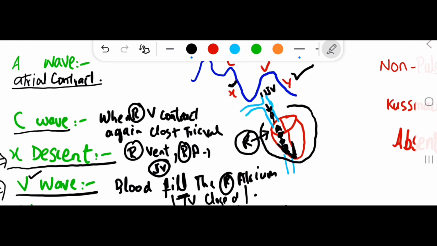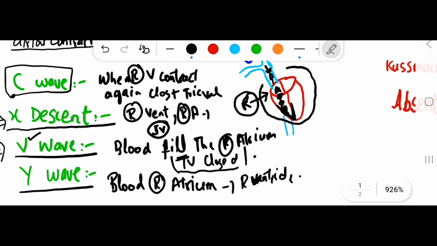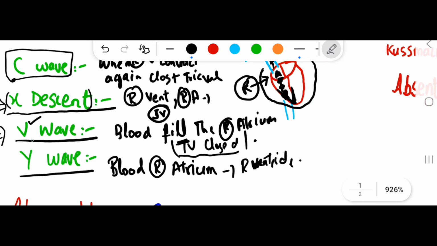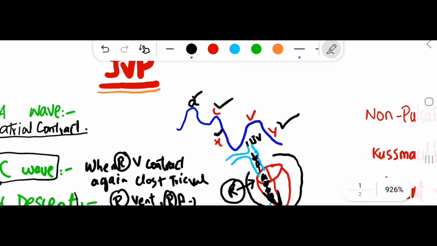So in simple terms, A wave is produced when there is atrial contraction. C wave is produced when the right ventricle contracts against the closed tricuspid valve. X descent is seen when there is more room for the right atrium to fill with blood from the superior vena cava. And V wave is produced when the blood strikes the walls of the right atrium. And the Y descent is produced when the blood in the right atrium moves towards the right ventricle. So this is in simple way.